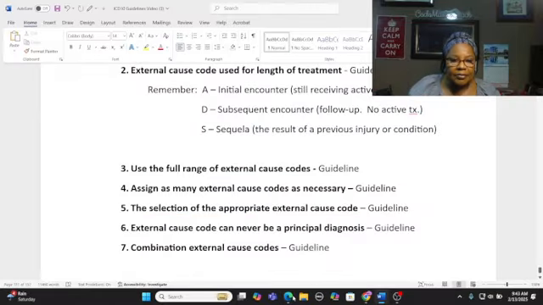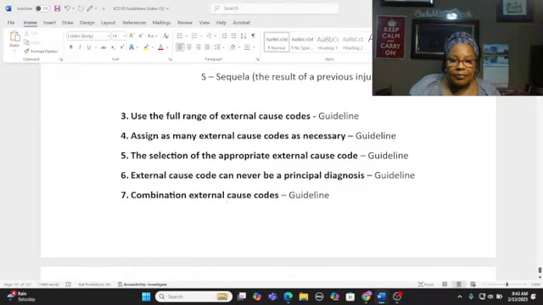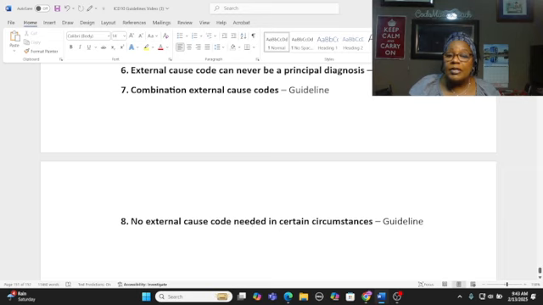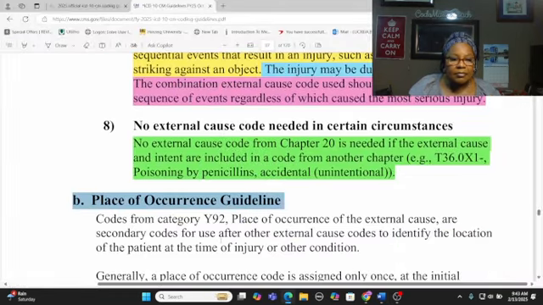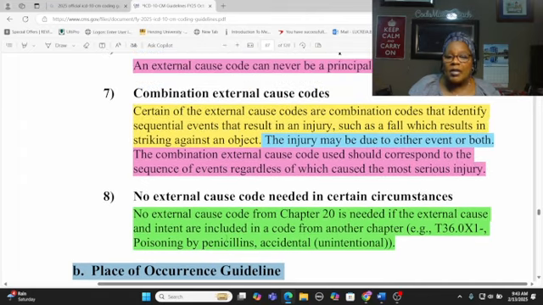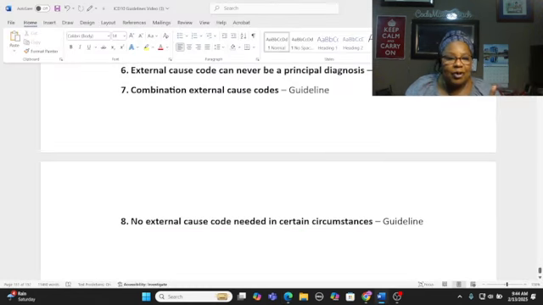Okay, let's see. We got that. 8. No external cause code needed in certain circumstances. So let's see what 8 says. No external cause code from Chapter 20 is needed if the external cause and intent are included in a code from another chapter. For example, if you look at the T36.0x1, poisoning by penicillin, accidental, unintentional, it fully describes the external cause. So there is no need for an additional external cause code. So make sure my guidelines say that. Yep, straight from the guidelines.